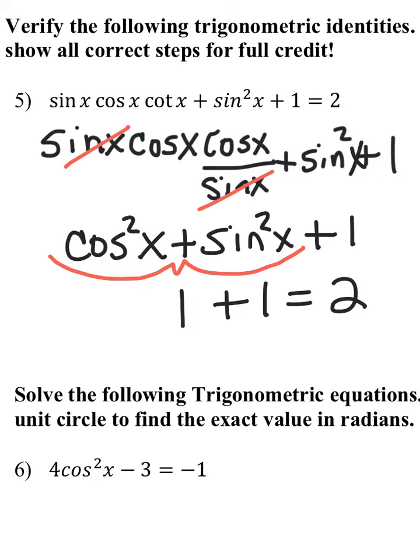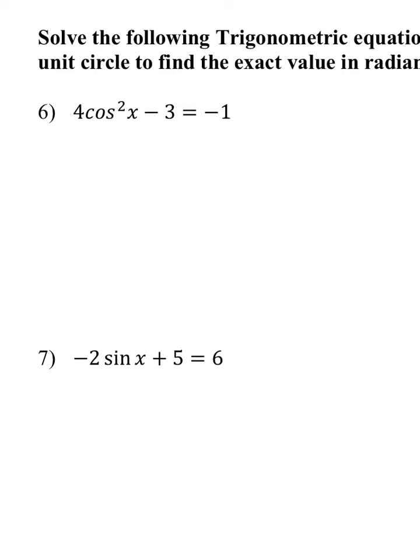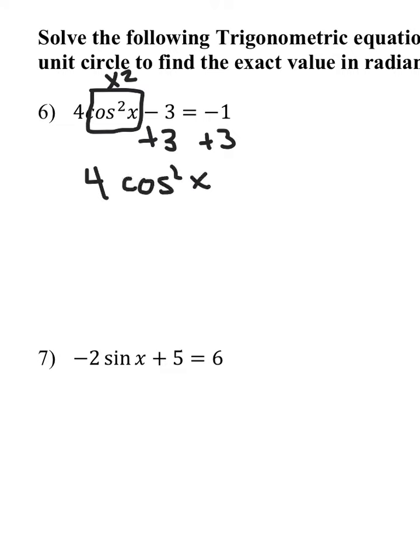All right, next problem. Solve the following trigonometric equations. Here you're just solving for x, or theta in this case, the angle measurement. And you're going to solve this just like you solve any algebraic expression. You can actually look at this as an x squared if you want to, and rewrite it as x squared until you're done with the problem. All we're going to do is add 3 to both sides. So that gives me 4 cosine squared x equals 2.